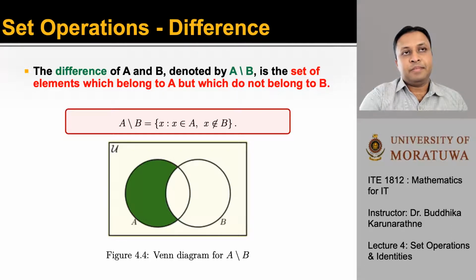And then the set difference. The difference of sets A and B, denoted by A backslash B, is the set of elements which belong to A but do not belong to B, only belonging to A, no other set. In the Venn diagram, you can see the colored area in green denotes the difference between sets A and B, which in other words contains the elements only included in A, but not in B or in any other set.